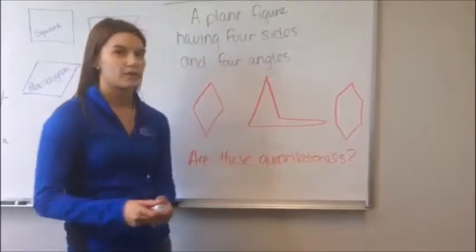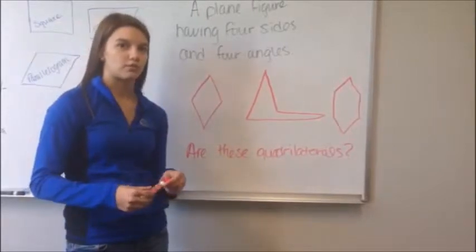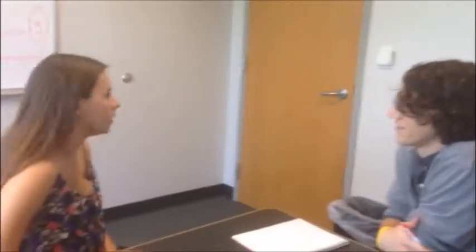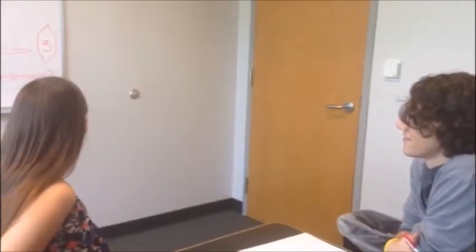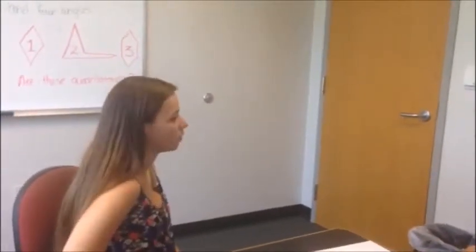Students are going to discuss whether or not these shapes fall under the definition of quadrilateral. What do you think about shape number 1? Well, it has 4 sides, but you can also notice that they all have pointy tops. Yeah, they do have pointy tops. I think that if it has 4 sides and 4 angles, it's definitely a quadrilateral.